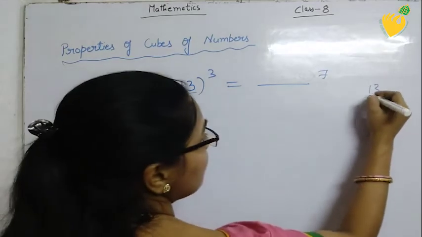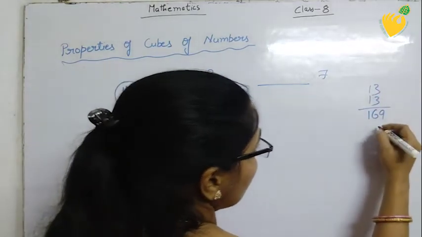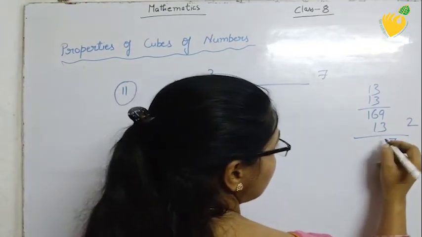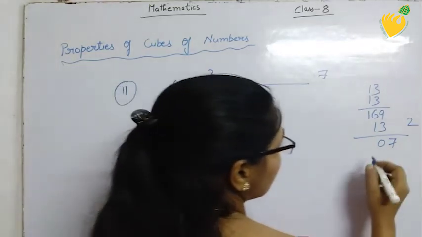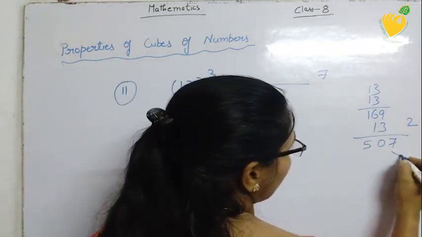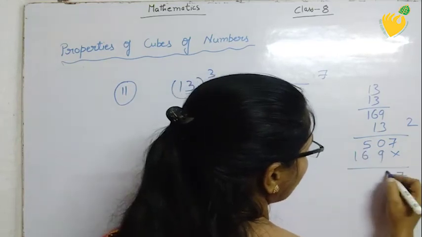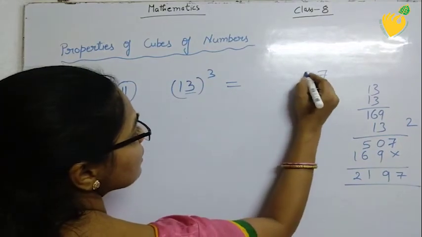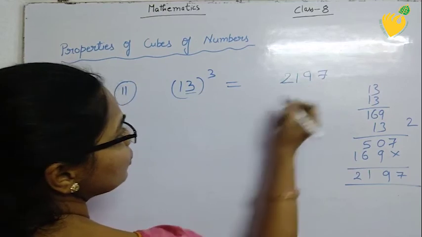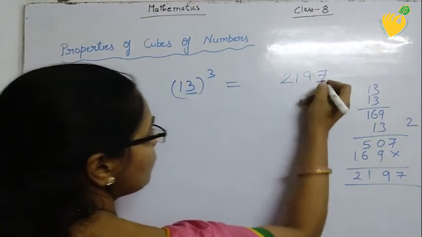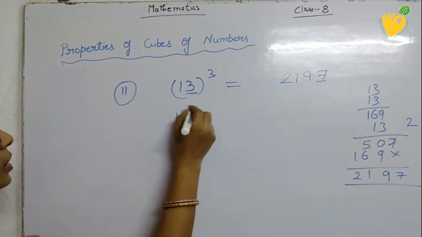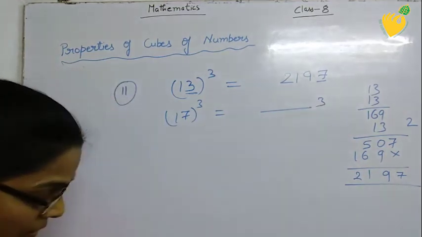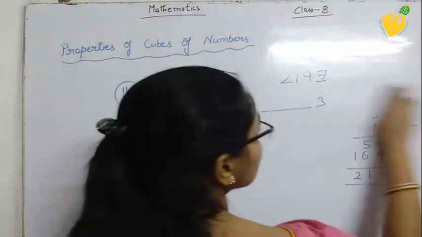See how. 13 into 13 is 169, into 13 is 2197. You can see that this ends with 7. If the number ends with 3, then the cube of this will end with the digit 7. Similarly, if you want to check it for 17, then this will end with 3. You can check this also, students.